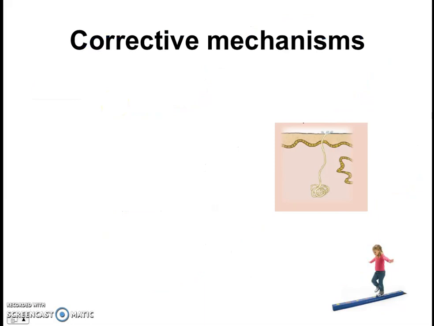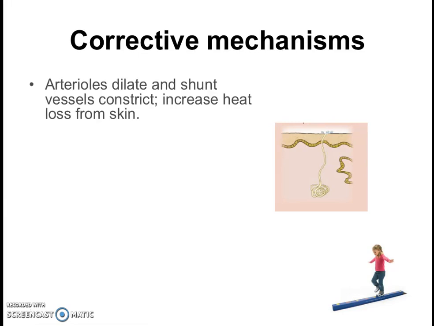Alright, so what is the corrective mechanism if your body gets too hot? Well, it's a bit of a common sense thing, so we're going to go through this quite quickly. Firstly, your body will try to increase the heat loss from the skin, right? Lose more heat from the surface of the skin. So in order to do this, you'll increase the amount of blood that flows into the capillaries near the skin surface. And I hope that you can remember that requires the arterioles to dilate, allowing more blood to flow to the surface, and the shunt vessels to constrict.